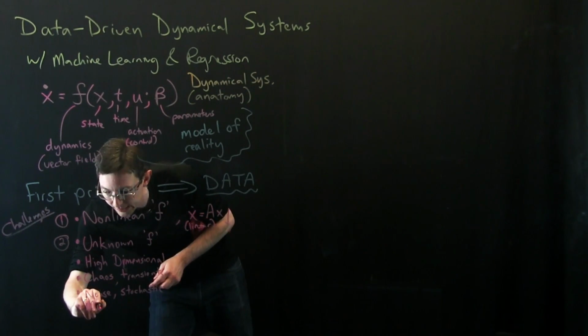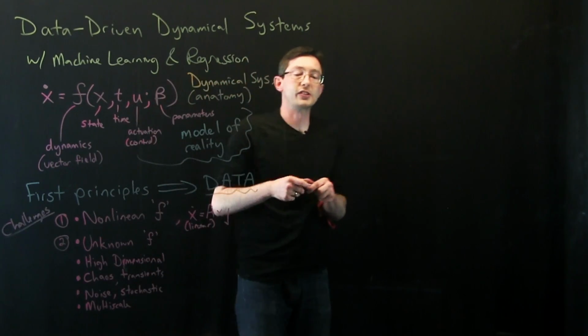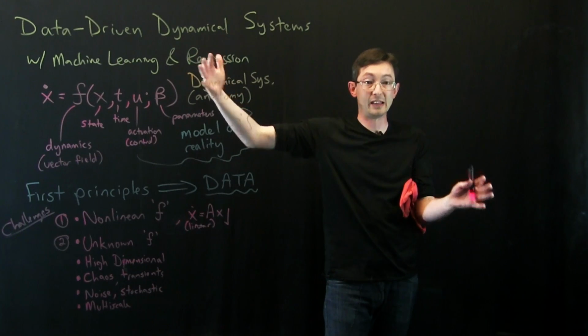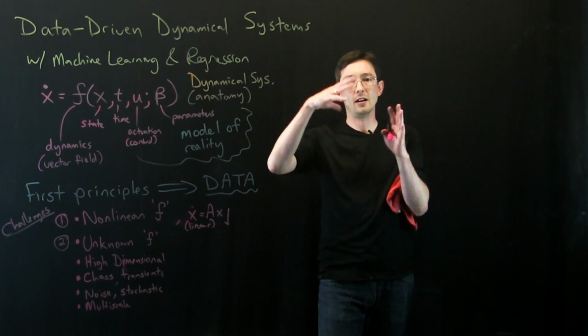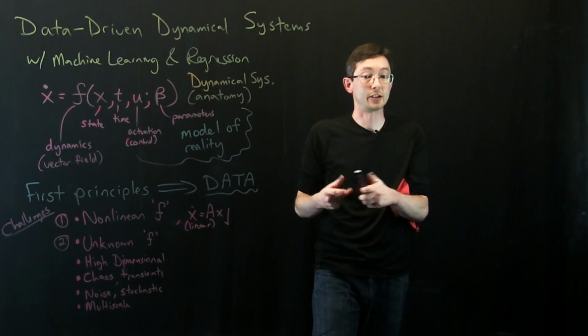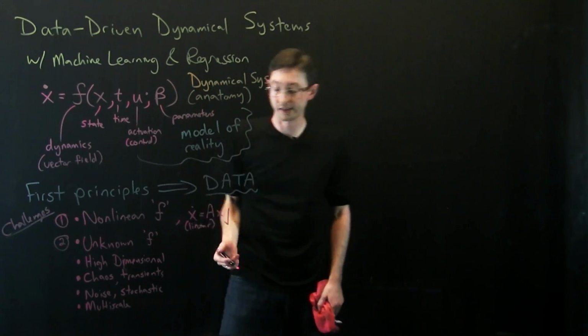You also have multi-scale dynamics. So you get these kind of structures and coherence across multiple scales of space and time. So turbulent fluids are a great example of this. They're very multi-scale. You can zoom in and zoom in and zoom in, and there's still structure. Okay, that's very hard for modern dynamical systems.